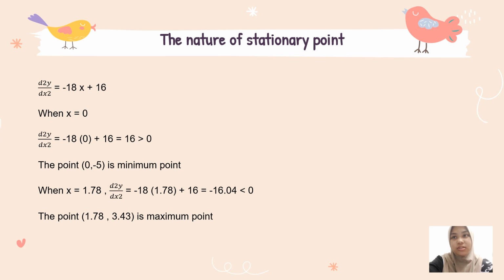For the nature of the stationary points, d^2y/dx^2 equals negative 18x plus 16. When x equals 0, d^2y/dx^2 equals negative 18(0) plus 16, which equals 16. So the point (0, negative 5) is a minimum point. When x equals 1.78, d^2y/dx^2 equals negative 18(1.78) plus 16, which equals negative 16.04. So the point (1.78, 3.43) is a maximum point.